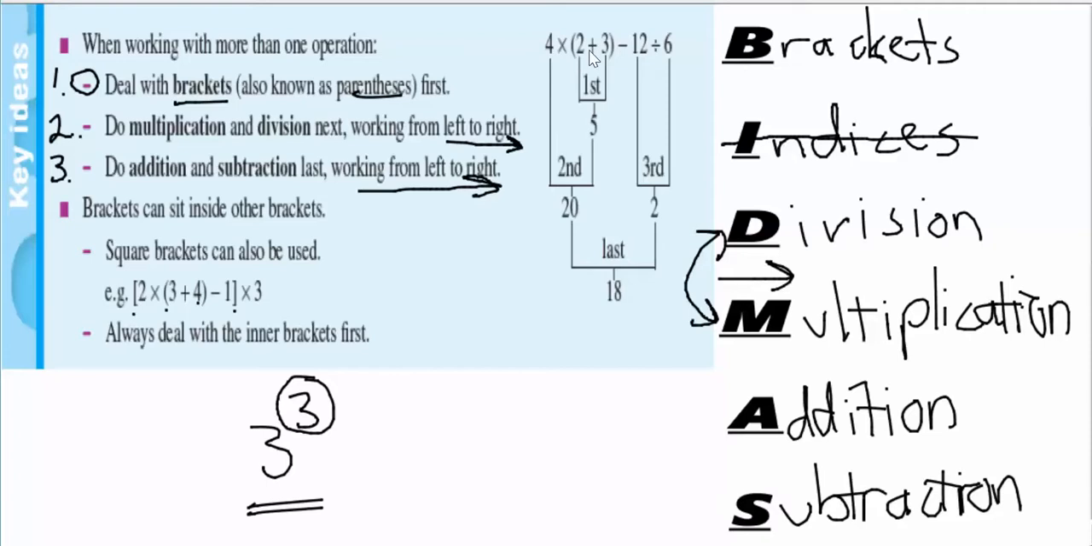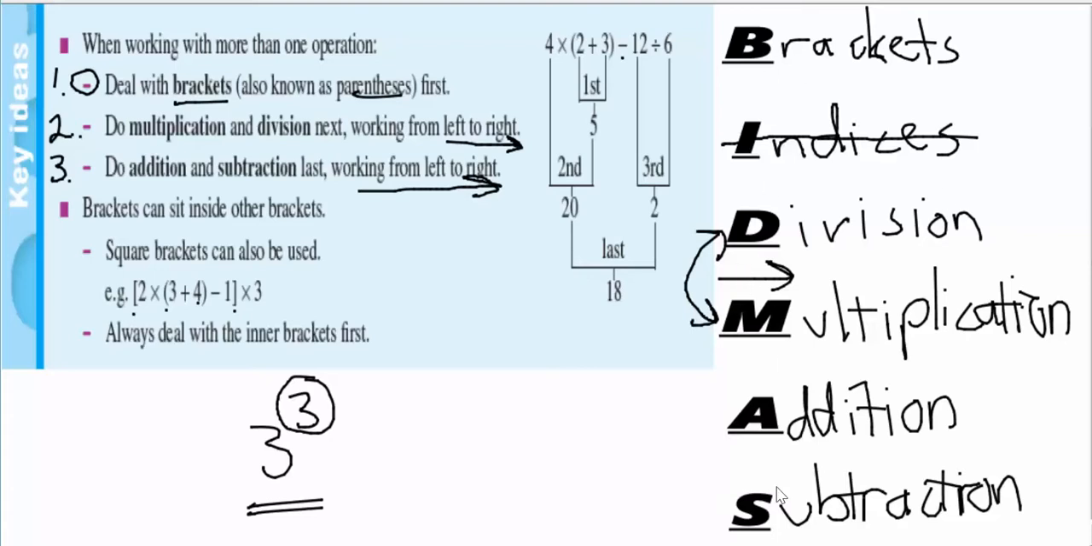Work left to right. So here I do the brackets. Then I'll do, as it says here, first, second, this multiplication, so 4 times 5 gives you the 20. Then I'd go over here and do my division. 12 divided by 6 is 2. And then I'll do my subtraction part last here. So the 20 take 2 gives me the 18. Okay, so that's how that works.